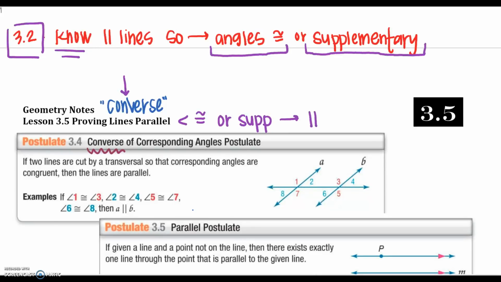If you remember back in the logic chapter, our first converse is the converse of the corresponding angles postulate. So if I have a transversal and I know that corresponding angles are congruent, so if I say that angle 1 is congruent to angle 3, then I can know that A is parallel to B. And that would actually happen for any of those pairs of corresponding angles. So it doesn't just have to be one set or one specific placement. It can be any of those corresponding angles.